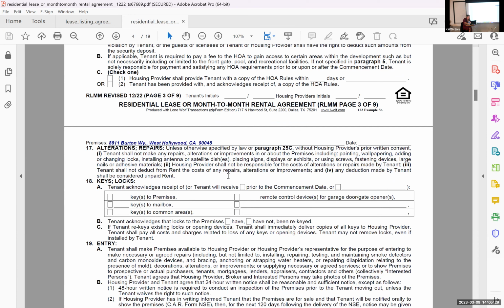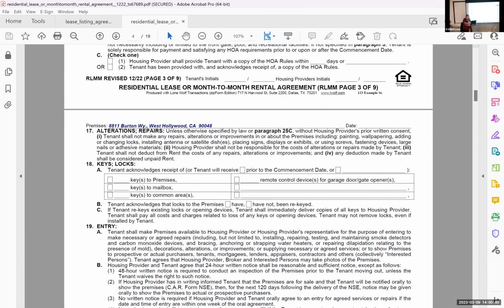So this is it. All right, so then you have to say what you're giving to the tenant about keys to mailbox, common areas, how many. You have to tell them if the property's been rekeyed since the last resident was there or not.